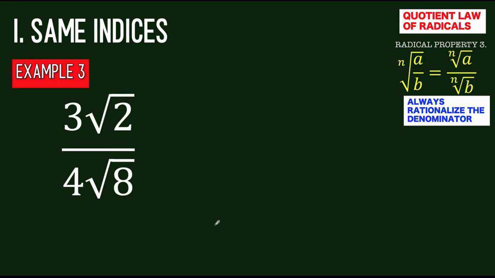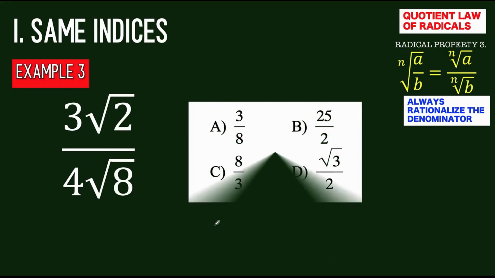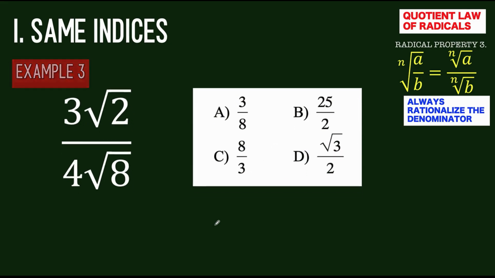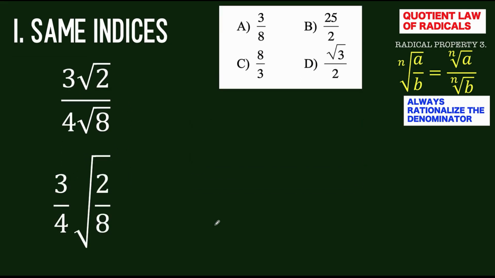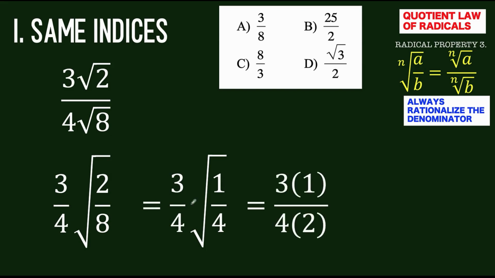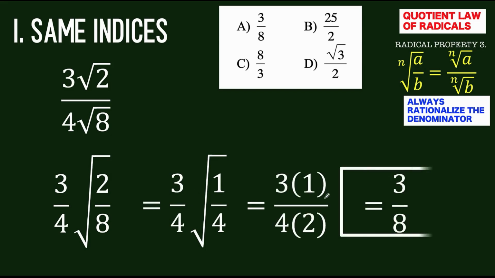3 square root of 2 over 4 square root of 8. And these are the 4 options. Let's solve this together. So we apply the quotient law of radicals. Since the indices are the same, we can write this as square root of 2 over 8 this way. Just copy 3/4. Then 2 over 8 can be simplified as 1/4. The square root of 1 is 1, the square root of 4 is 2, so you have 1/2. So 1/2, copy 3/4. And finally, multiply 3 times 1 to get 3, 4 times 2 to get 8.